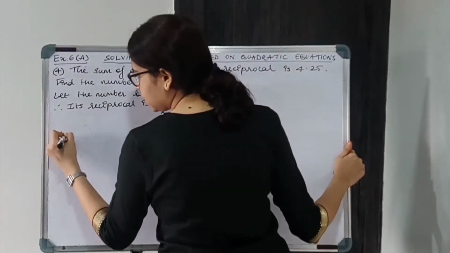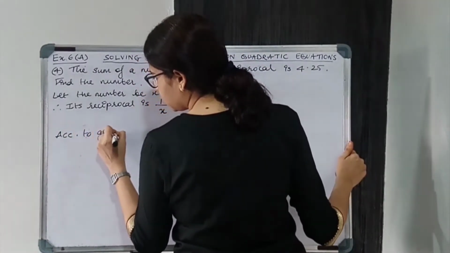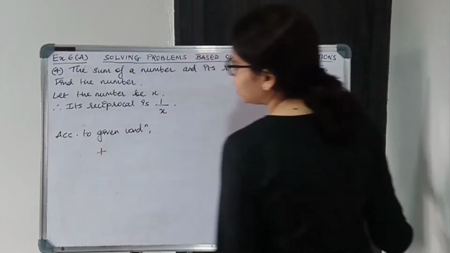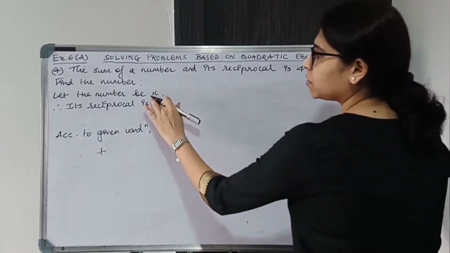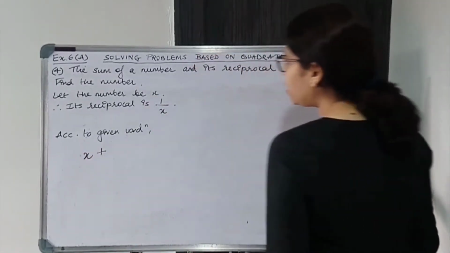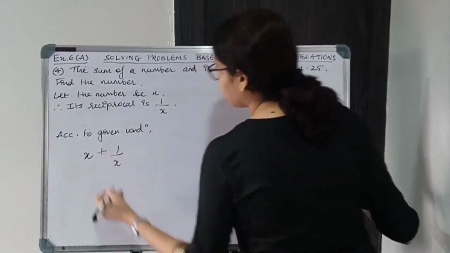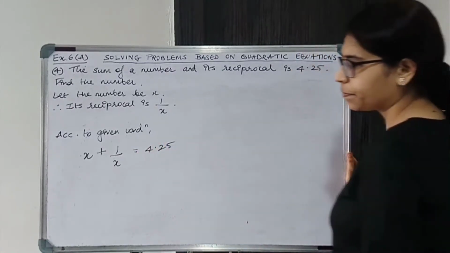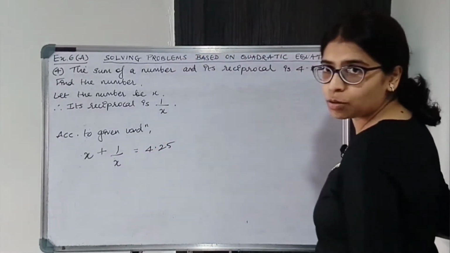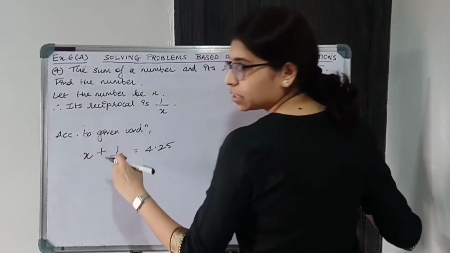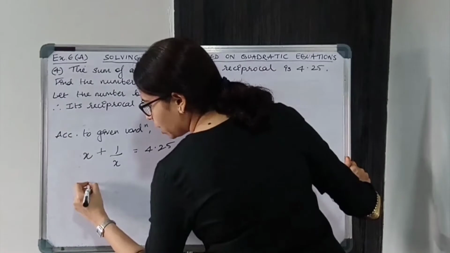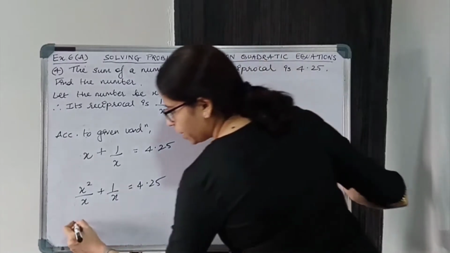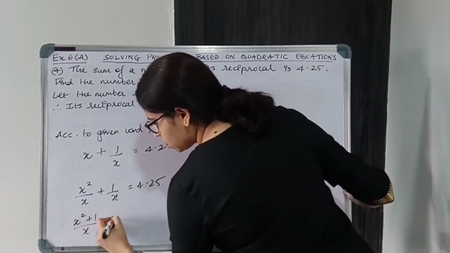The condition is very easy. According to given condition, please don't use short forms, write full words. Sum, that is addition, of a number is x, and its reciprocal is 1 by x, is equal to 4.25. Okay, now we won't keep x in denominator. So पहले क्या करते हैं, पहले यहाँ पे ही सॉल्व करते हैं. Multiply and divide by x over here. So x square upon x plus 1 upon x is equal to 4.25. So x square plus 1 upon x is equal to 4.25.